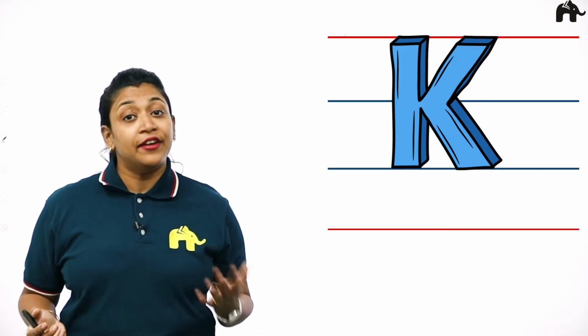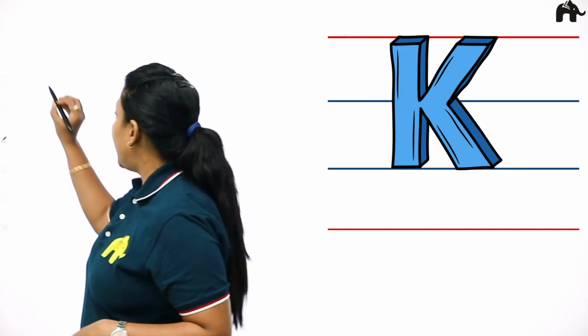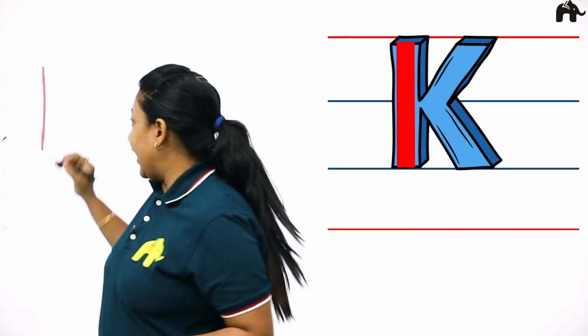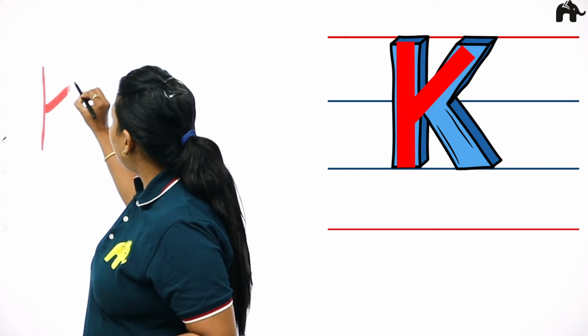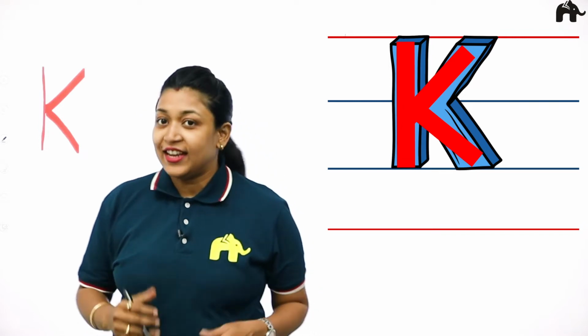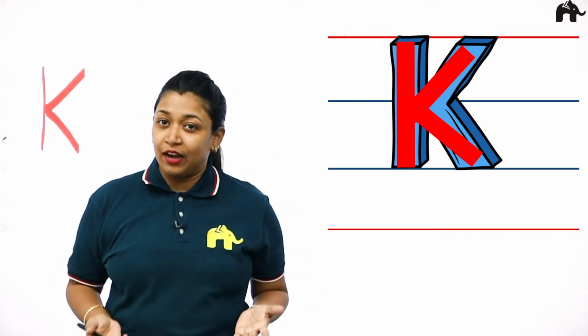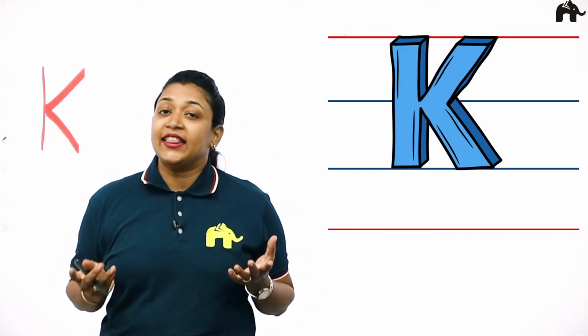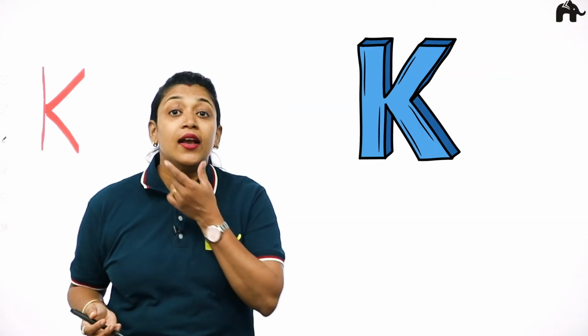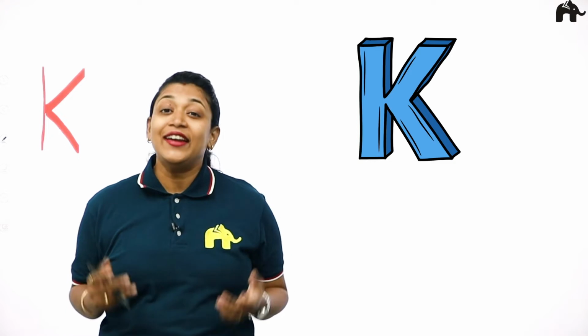Now come to our next letter. Letter K. So everyone write with me. You will draw a standing line. Very good. And then from this point, you will draw a slanting line and one more slanting line. So, kya banaye? The alphabet K. And the sound of letter K is K. Say K. K for kite.